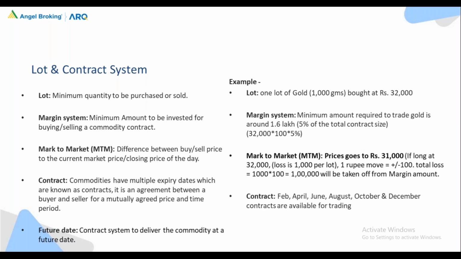Contract next. Commodities, since these are derivatives and these are futures contracts, you have at one point in time almost around 6 contracts running for any commodity. Future date: since this is a futures contract, you have a contract system to deliver the commodity at a future date. But just one note of caution, not every commodity on the exchange is delivered except gold and silver, and the exchange is trying their own set of rules and mechanisms for how commodities can be delivered to the investors or individuals.